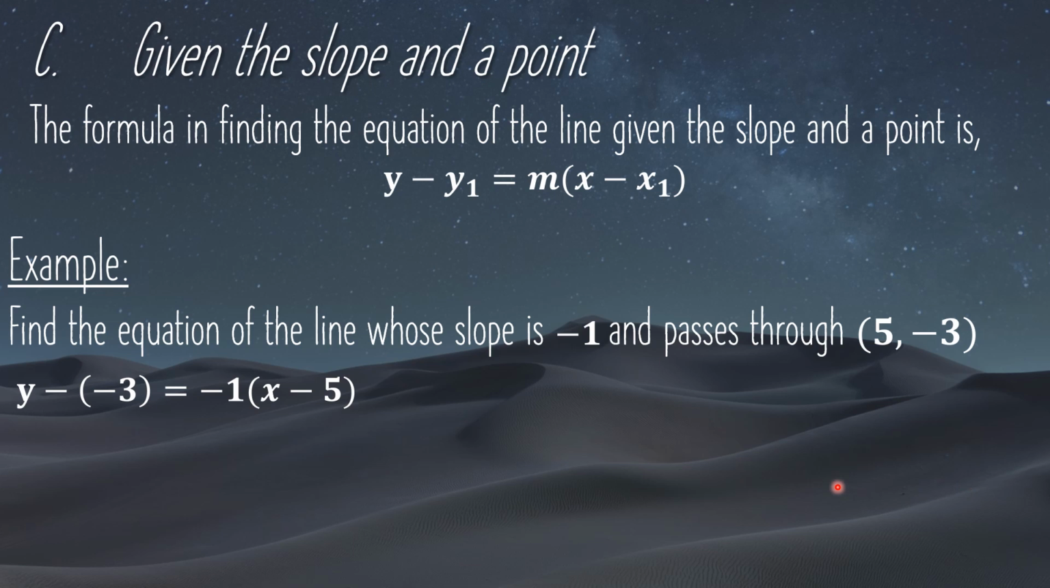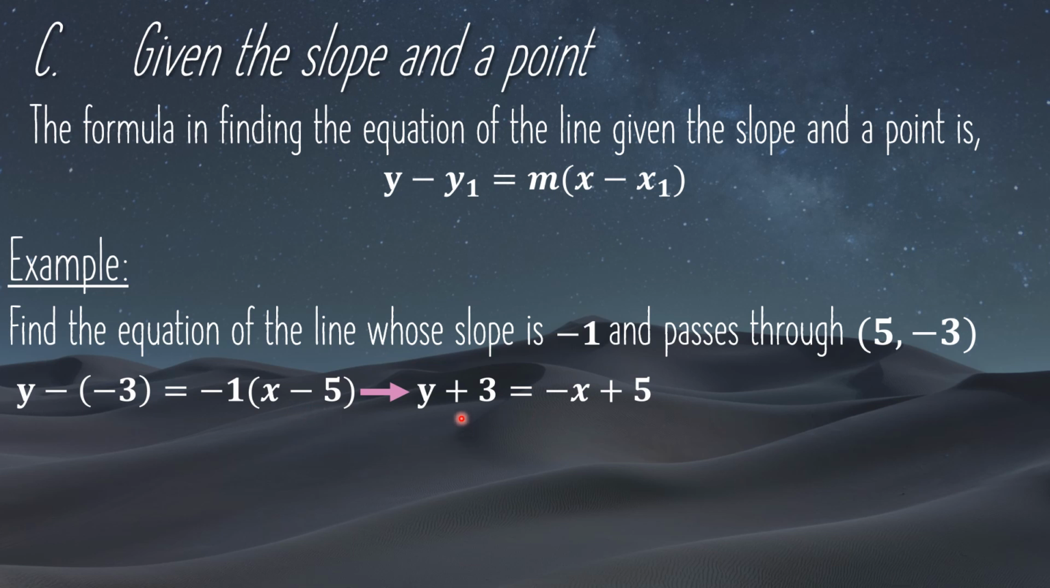So, let us substitute the values on the formula. So, magiging y minus the value of y sub 1 is negative 3 equals negative 1, which is the slope, times x minus 5, which is the value of x sub 1. So let us now simplify this resulting equation. So magiging y plus 3 equals negative x plus 5. Because y minus negative 3 will now become positive 3. And then negative 1 times x is negative x. Negative 1 times negative 5 will be positive 5.